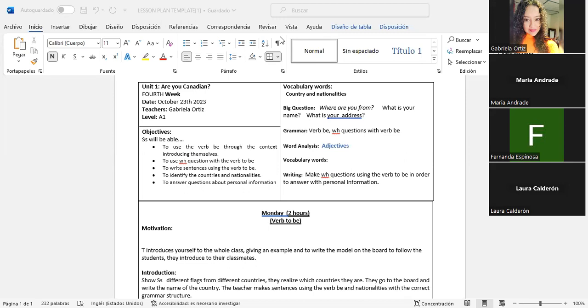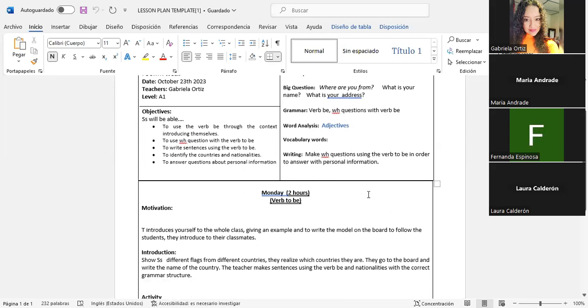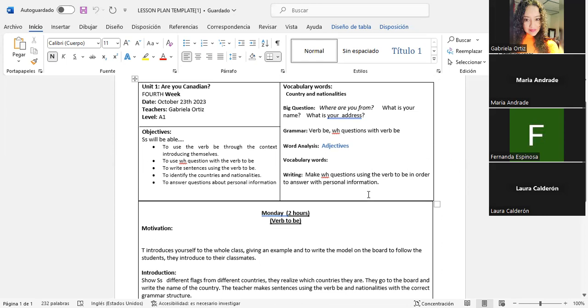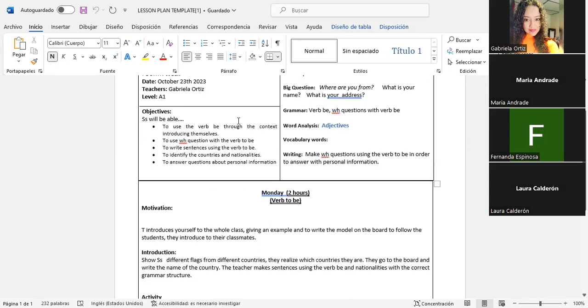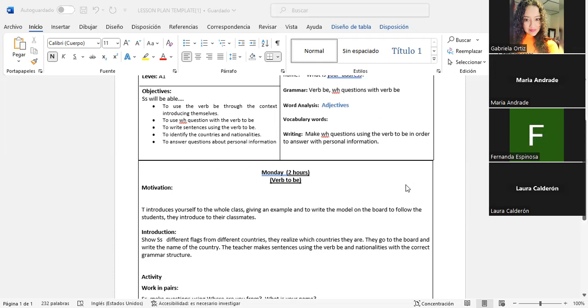The day that I chose for today, teacher's name, and the level A1, because we work in A1, A2, B1. The objectives are that students will be able to use the verb be. That is the main topic, the verb to be, through the context of introducing themselves. Also to use WH questions with the verb to be, to write sentences using the verb to be, to identify the countries and nationalities, and to answer questions about personal information.